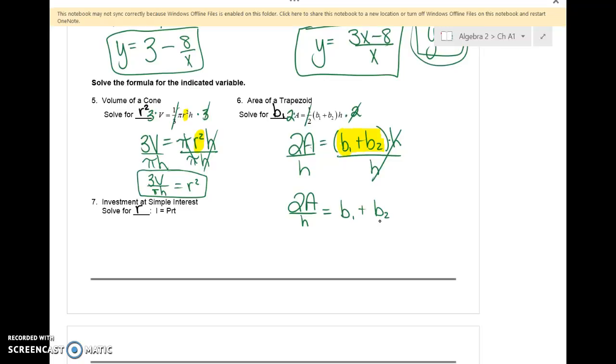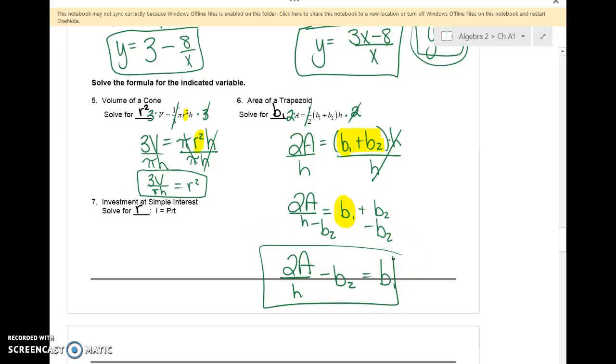Okay, notice I didn't write the parentheses on this step. Now that the 1/2 is gone and the h is gone, the parentheses no longer have to be there. There's nothing multiplied in front, there's nothing multiplied after, so the parentheses aren't necessary anymore. Now we can finish getting b sub 1 by itself. How do you undo plus b sub 2? Subtract b sub 2. Now how does this look? 2a over h minus b sub 2 equals b sub 1. It's a little weird with that line through it. But when you're subtracting, you're doing that 2a over h and then minus b sub 2 equals b sub 1.